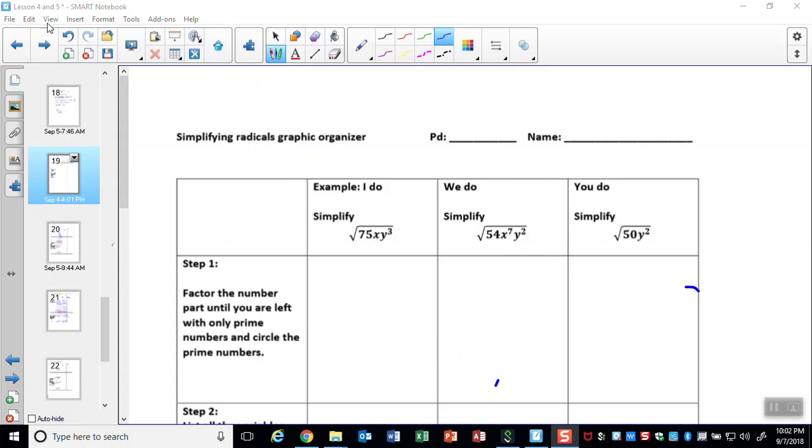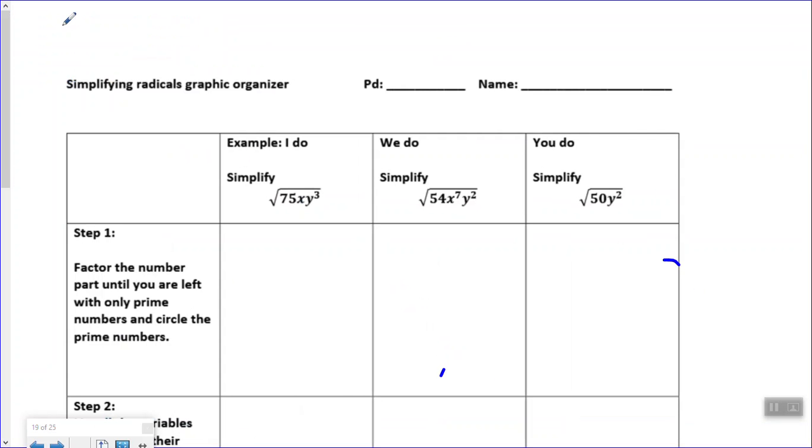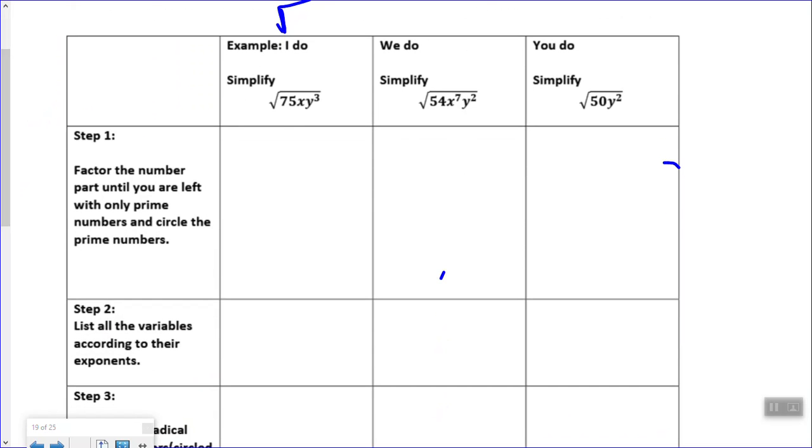Hello, in this video I'm gonna show you how to simplify radicals. So this is square root. So first example, how to simplify the square root of 75xy to the third power. So you have to simplify this.